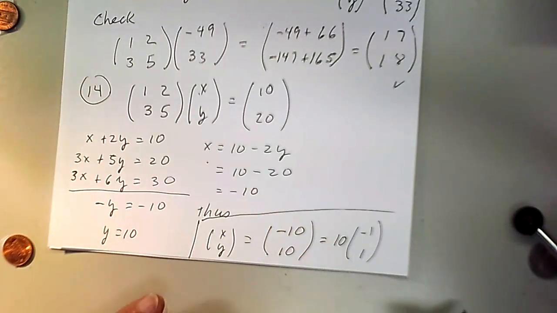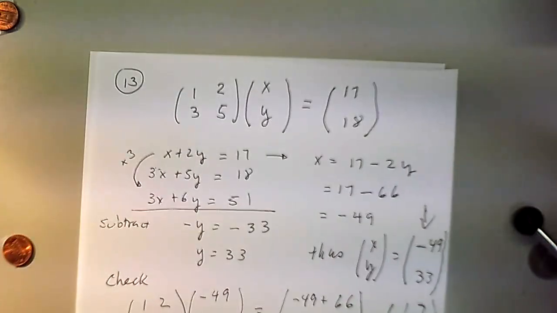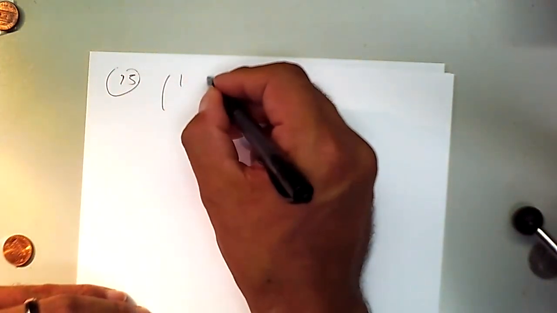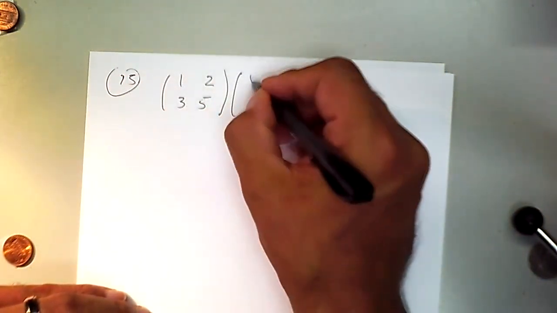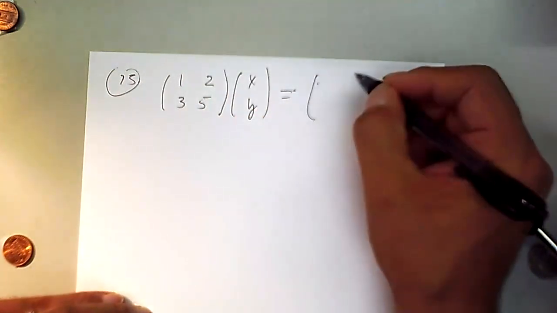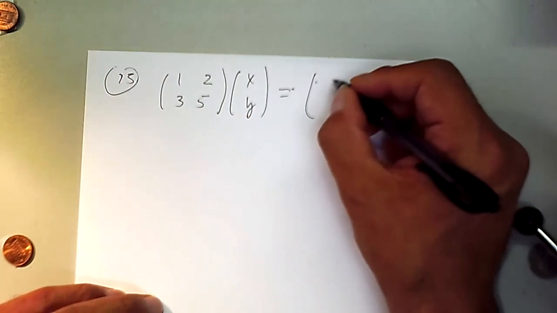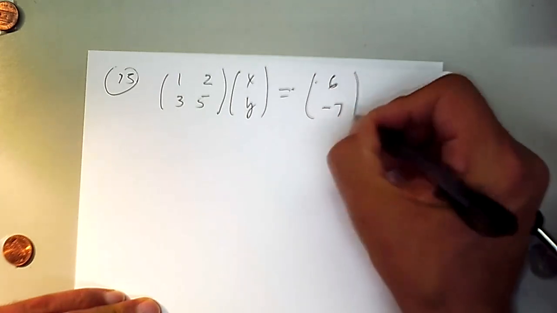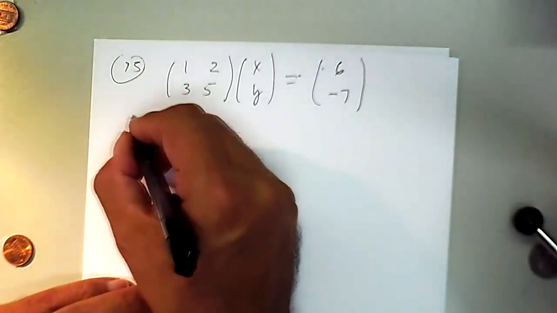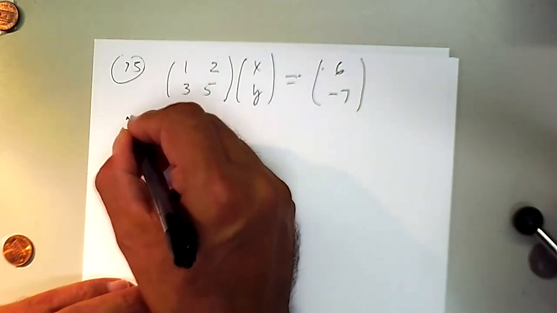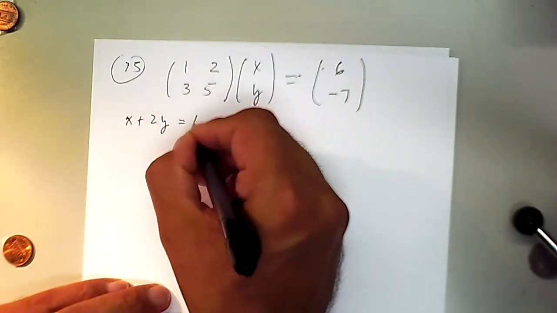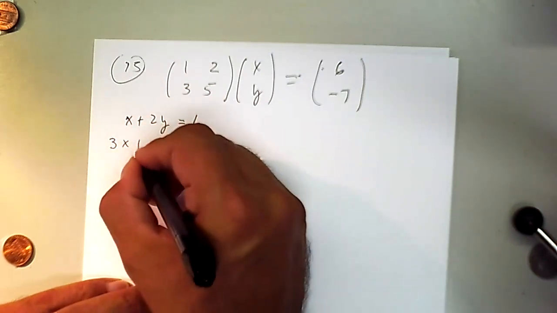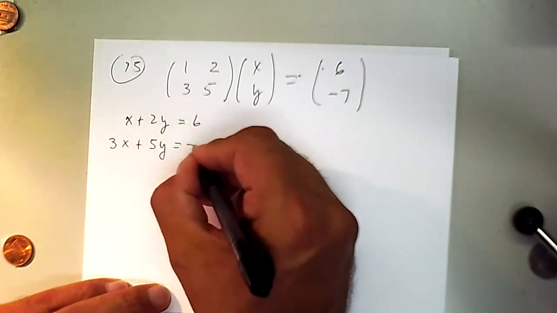Now, let's do one more. Example 15. 1, 2, 3, 5, x, y. Another set of random numbers. Let's put a negative number somewhere in the picture. How about 6, negative 7? Again, we go through the same process. x plus 2y equals 6. 3x plus 5y equals negative 7.